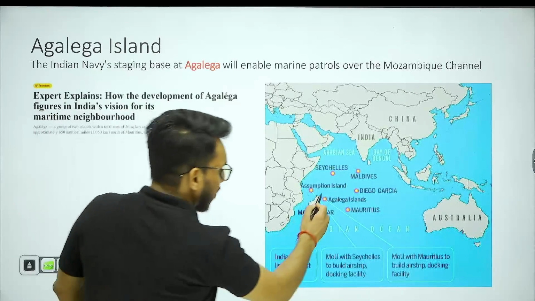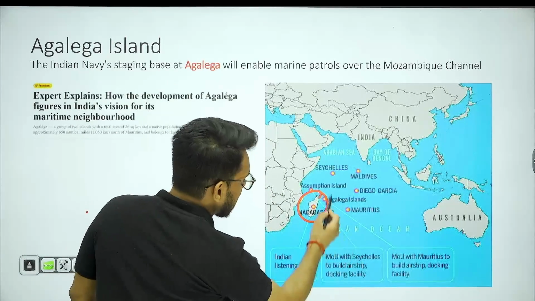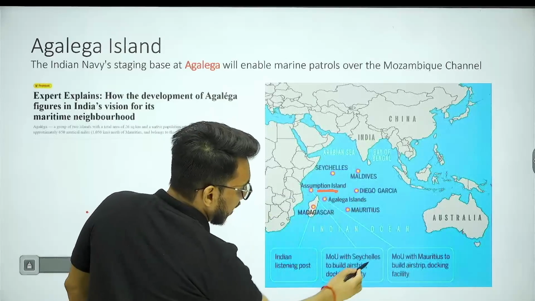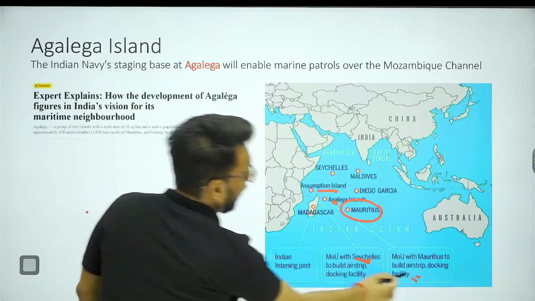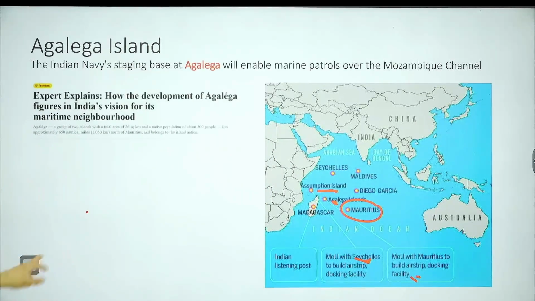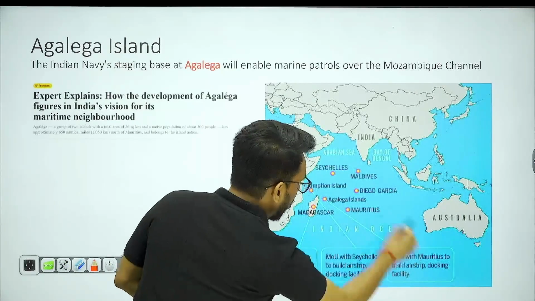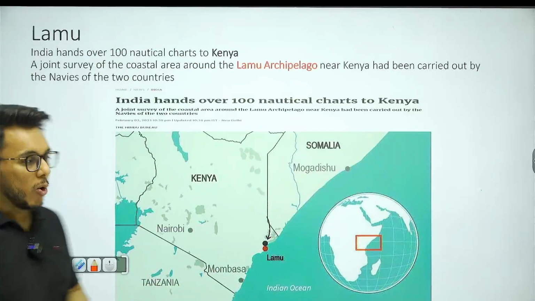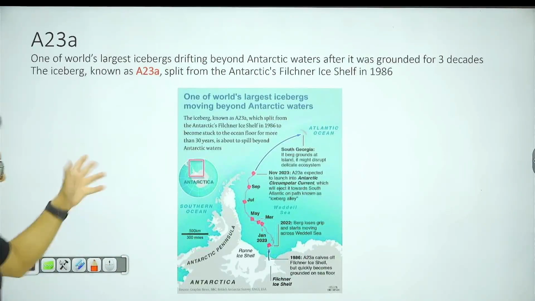Number one, Madagascar. Already India signed an agreement. Second is Assumption Island. Which country? Seychelles. And then the third is Agalega Island. Agalega Island is of whom? Mauritius. Okay, so recently this Agalega Island was in news. All these islands are in the Indian Ocean. Fine. Moving on to the next entry.